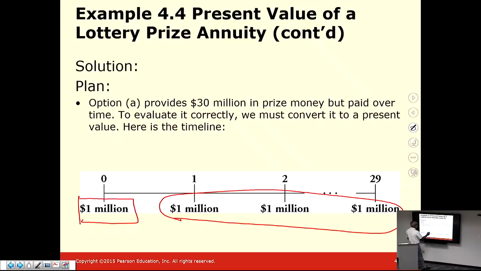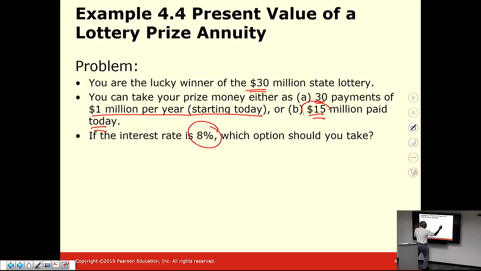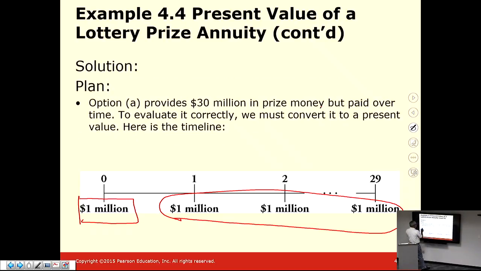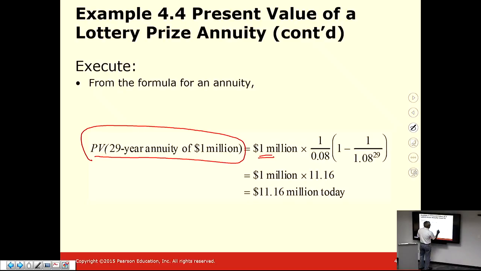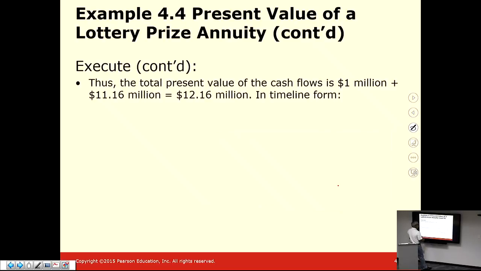So how do I convert this into a present value? Because my second option is 15 million today. So I want to compare the 15 million, which is today, with this stream of $1 million cash flows starting today. So what I can do is take the present value of that annuity, which is 1 million divided by R times 1 minus 1 over (1 plus R) to the power n. If I do this, that comes out to 11.16 million today.